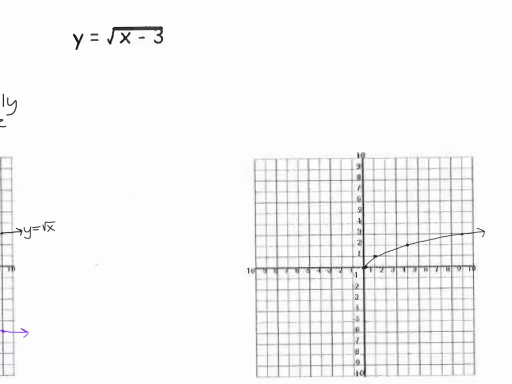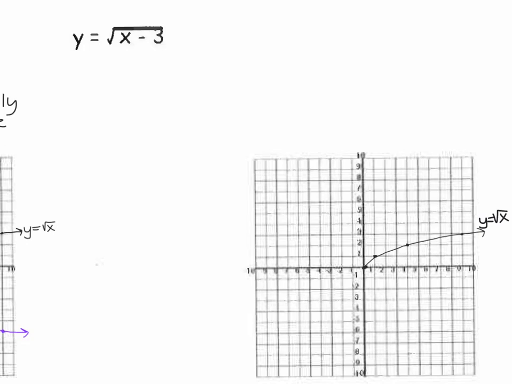Let's take a look at the next square root function: y equals square root of x minus 3. You'll notice over on the right, I've already graphed the parent function, y equals square root x. Feel free to plot that and then press play to continue, and we'll show what happens with this new transformation.